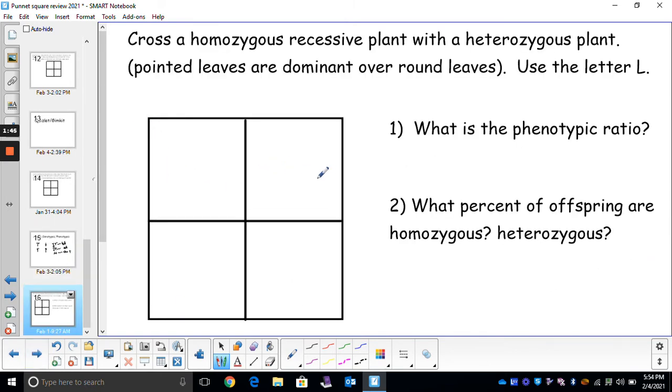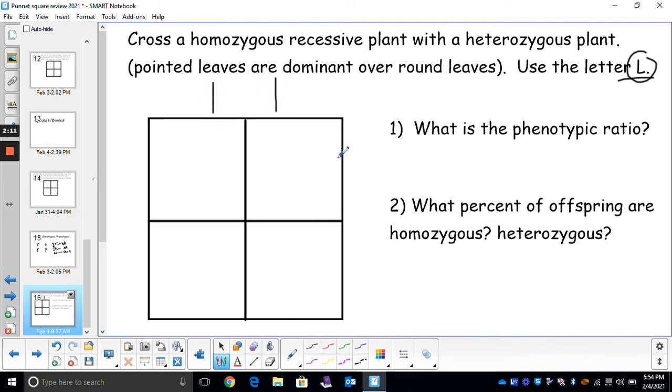An example problem here: we're going to cross a homozygous recessive plant with a heterozygous plant. Pointed leaves are dominant over round leaves. Use the letter L. If I'm going to cross a homozygous recessive plant, homozygous means same, and recessive is going to be lowercase. So if I'm using L, homozygous recessive would be two lowercase l's.